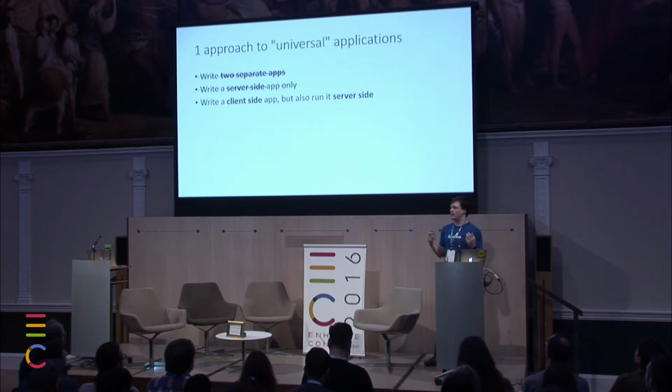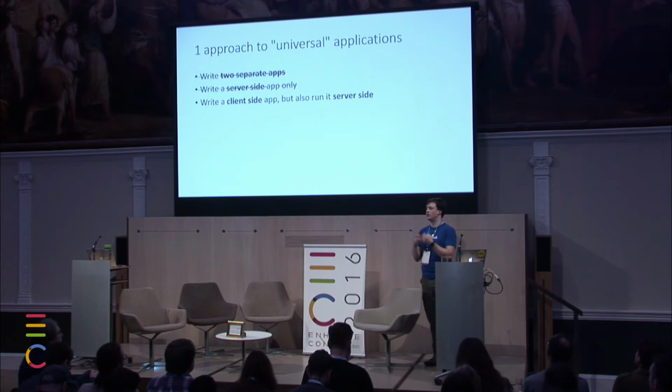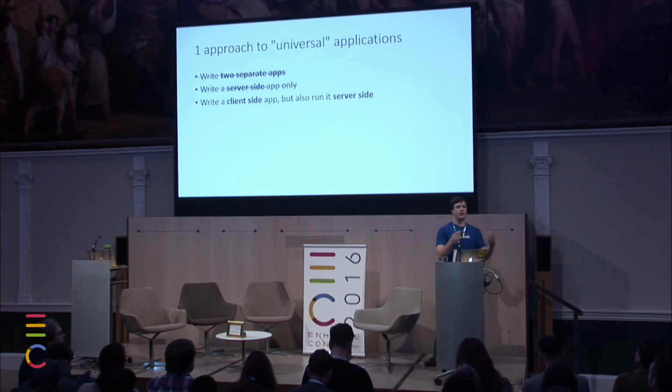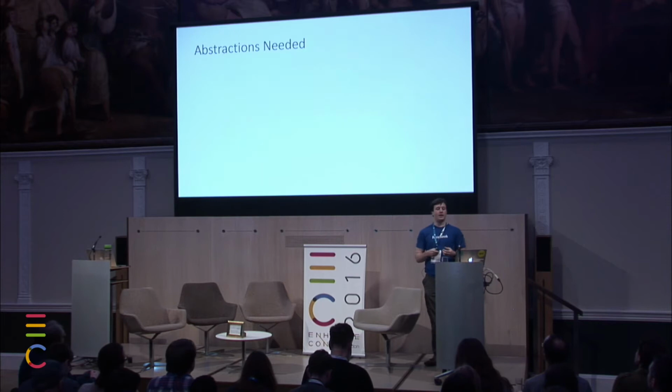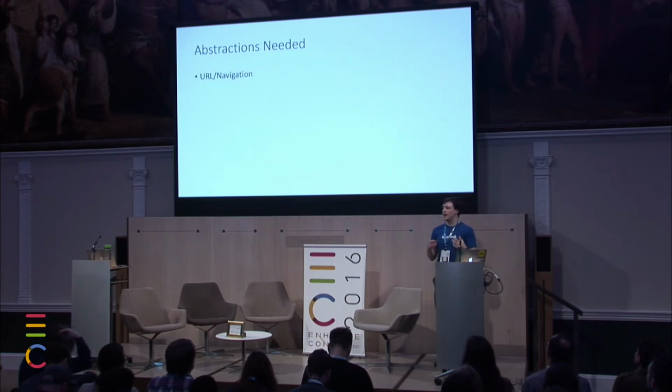But I'm going to talk more about richer applications, partly because they're more interesting, in my opinion. So with that, we're left with one approach. We'll write a broadly client-side app, and then we'll figure out how to get that app running on the server, how to run the app during page load, and send down a serialized string that's the resulting HTML. To do that, we need some abstractions, because some things aren't the same on the client as they are on the server. So we need to abstract away the URL and the navigation.